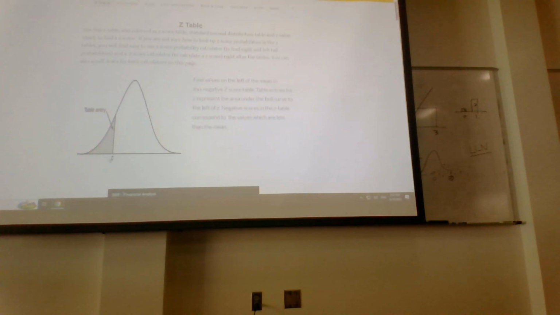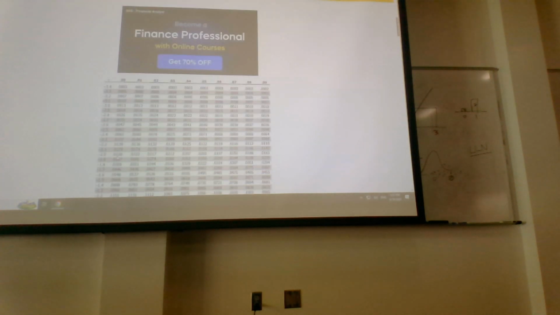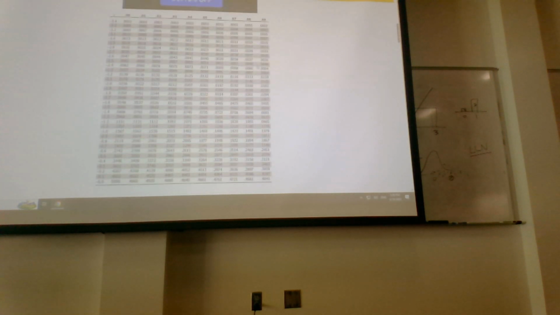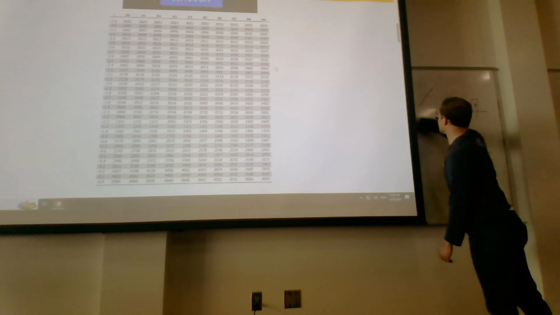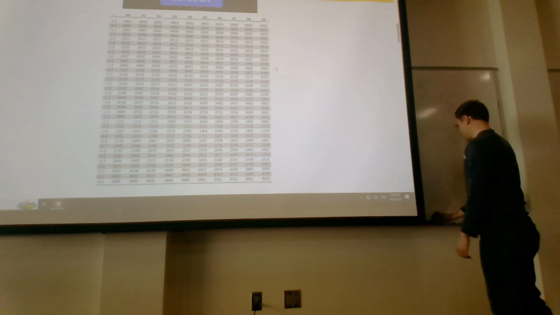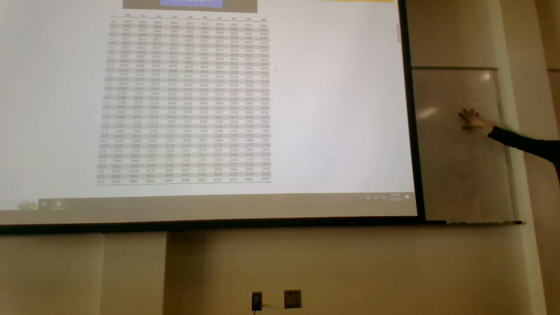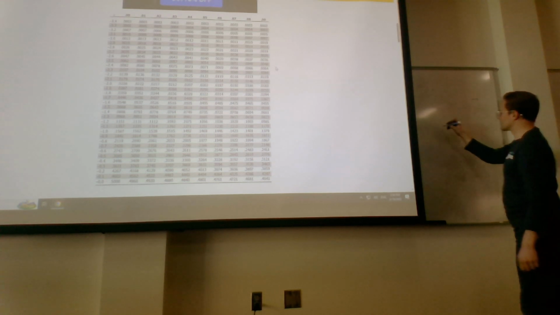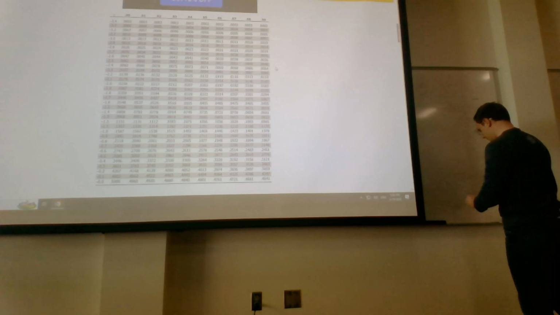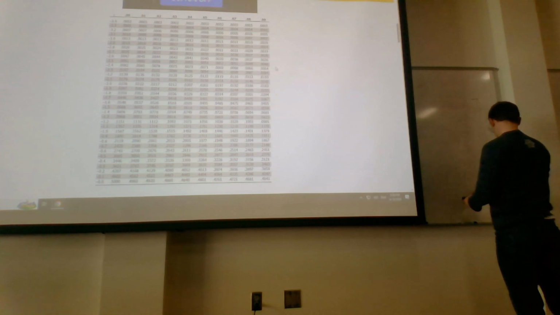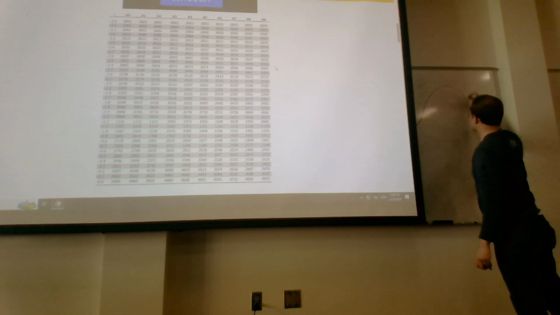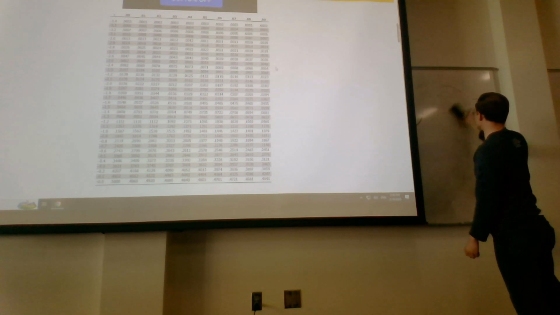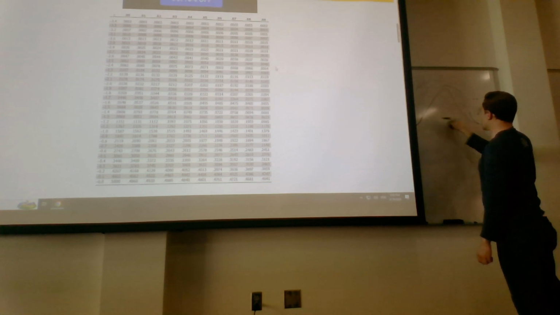So when Z is equal to 0.84, can you slow down a little bit? Can you run that back? I think a lot of people missed that. This is for the standard normal. Can you see this? Okay. Oh, that's a horrible normal distribution. Whatever. Okay.